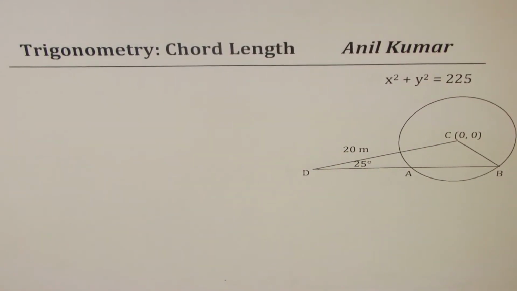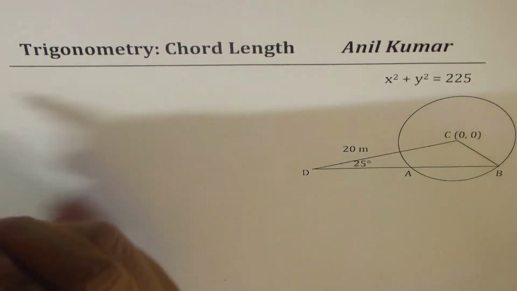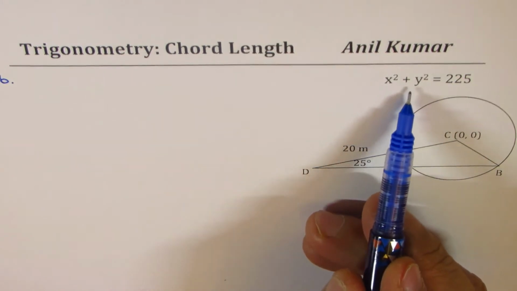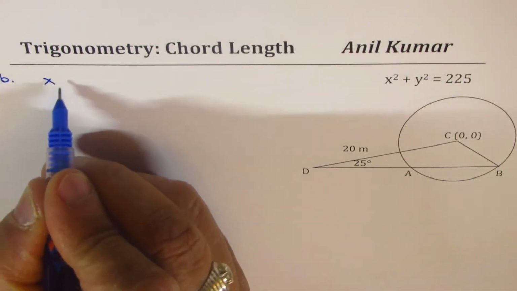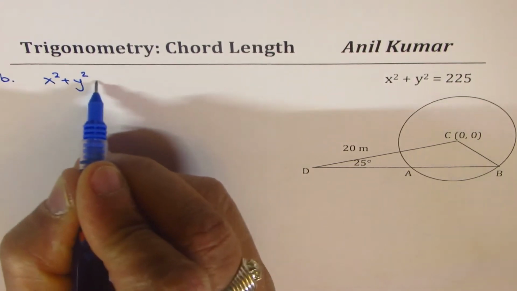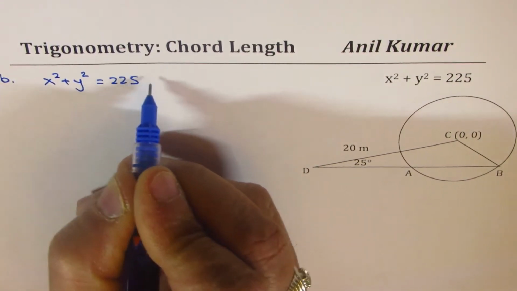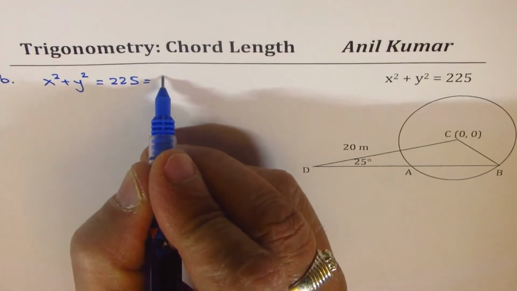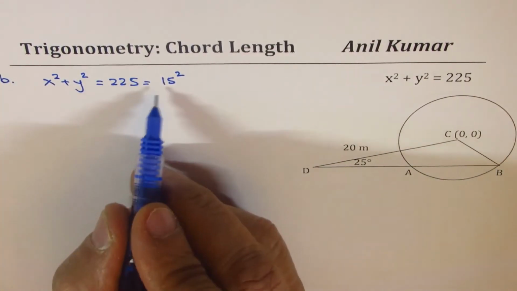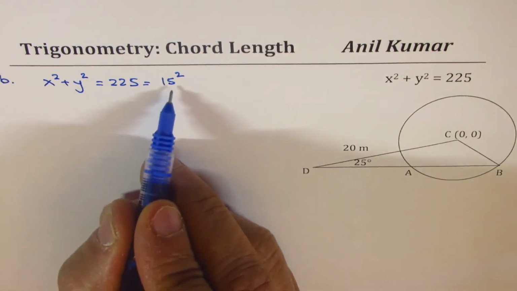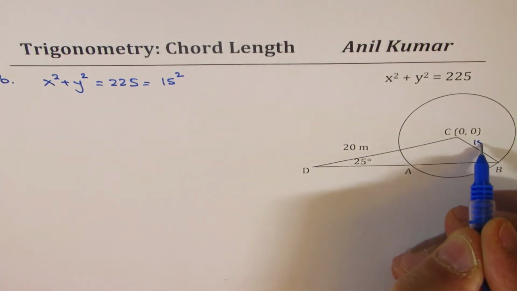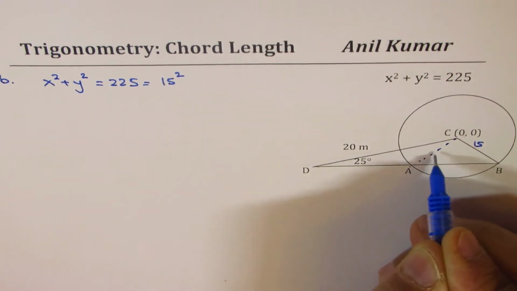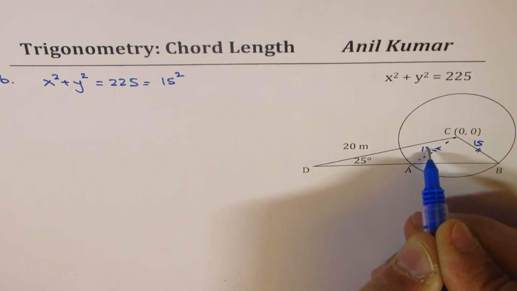Now here is a second example to find the chord length. Let's say part B. We are given the equation of the circle as x square plus y square equals 225. Now the square root of 225 is 15, so you could write this as 15 square. As you remember, the radius is 15 in this particular case. So we are given the radius. I could join C with A, so that becomes the radius also.